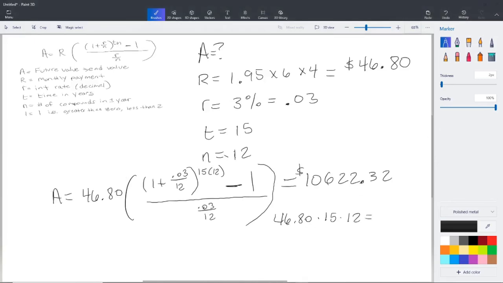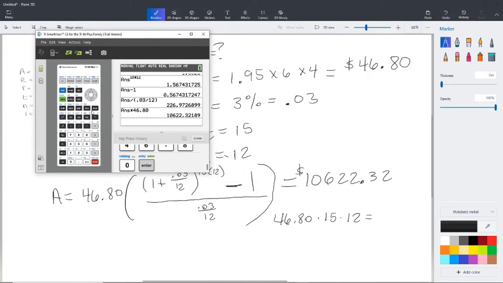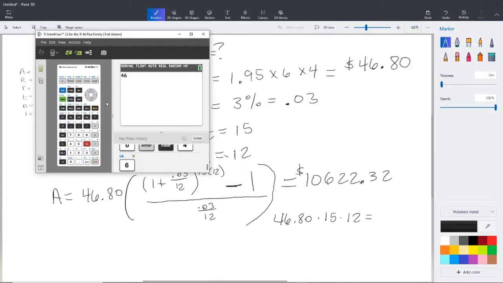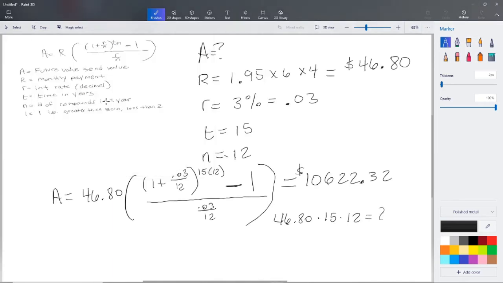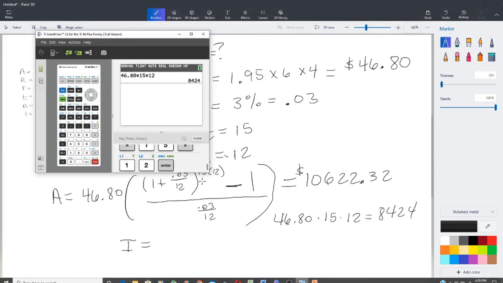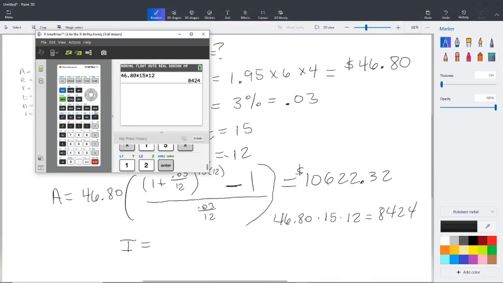Let's bring our calculator back in here. Let's clear this amount. I'll say 4680 times 15 times 12. Looks like he put in $8,424. That's kind of a big amount. So then if we take 8,424 and we subtract it from the $10,622.38, we'll know how much in interest he made in this annuity. Again, sometimes this comes up, which is why we're doing it in this example, even though it didn't ask for it.